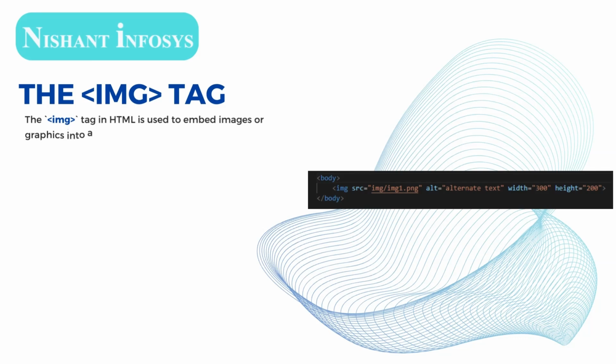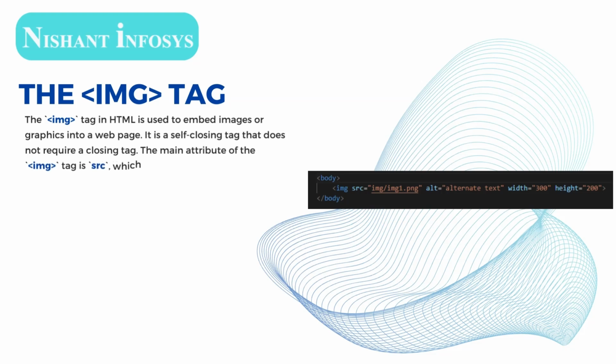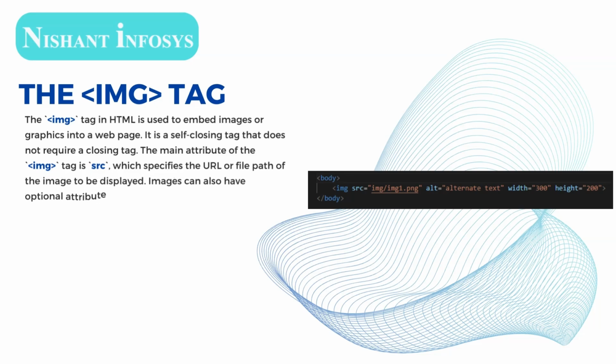The img tag in HTML is used to embed images or graphics into a web page. It is a self-closing tag that does not require a closing tag. The main attribute of the img tag is src, which specifies the URL or file path of the image to be displayed.